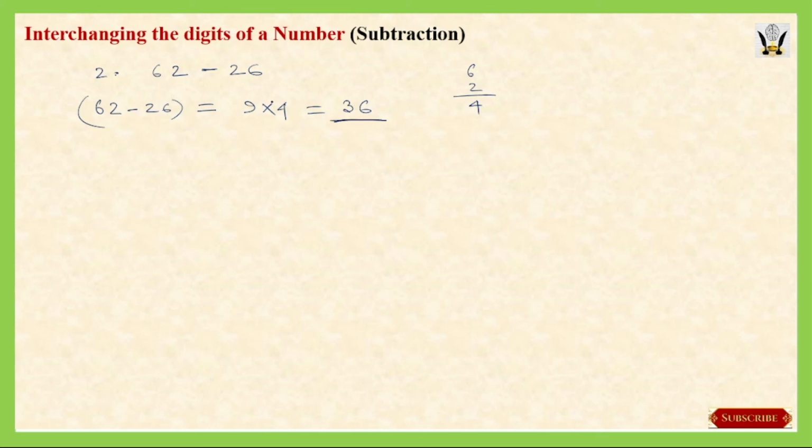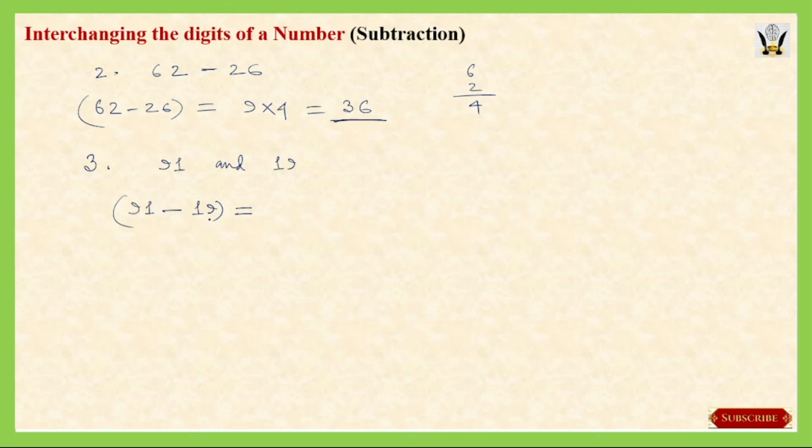So this is how we can directly answer the result of subtraction in less time without doing the real subtraction. Now suppose we choose the number 91, and when we interchange the digits, the second number will be 19. We will perform the subtraction between 91 and 19, and this time we want to answer without doing the subtraction.